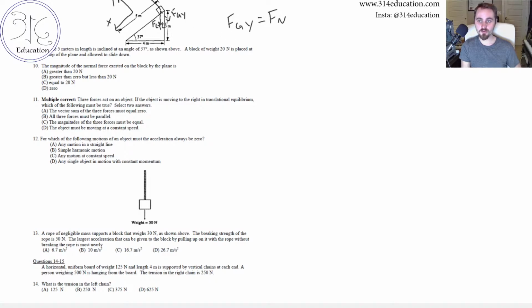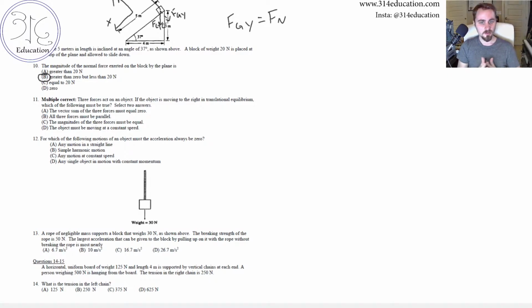And the hypotenuse of a triangle is always going to be larger than the legs, unless the angle is 0. And then it's not really a triangle anymore. It's just 2 lines. And so FGY is the leg of the triangle that's smaller than FG, and Fn is equal to that. So we expect this to be less than 20 newtons, but greater than 0. We don't expect this to go to 0 because it is still touching the surface.